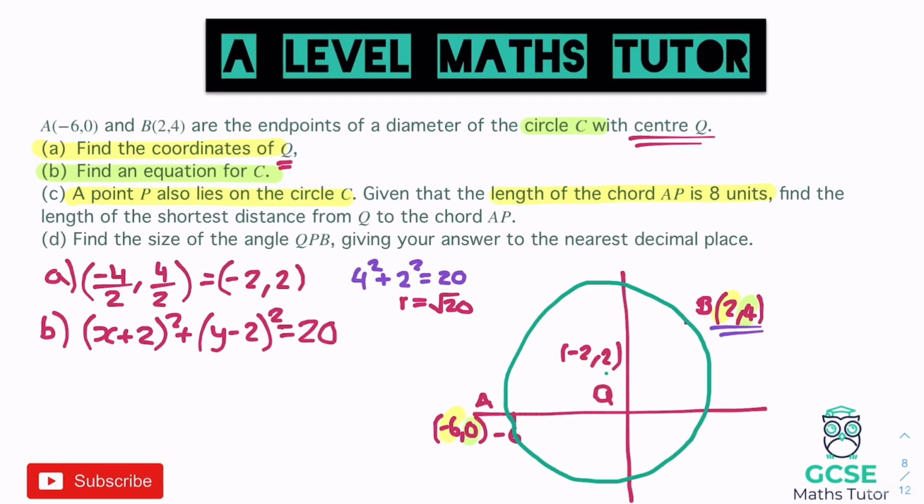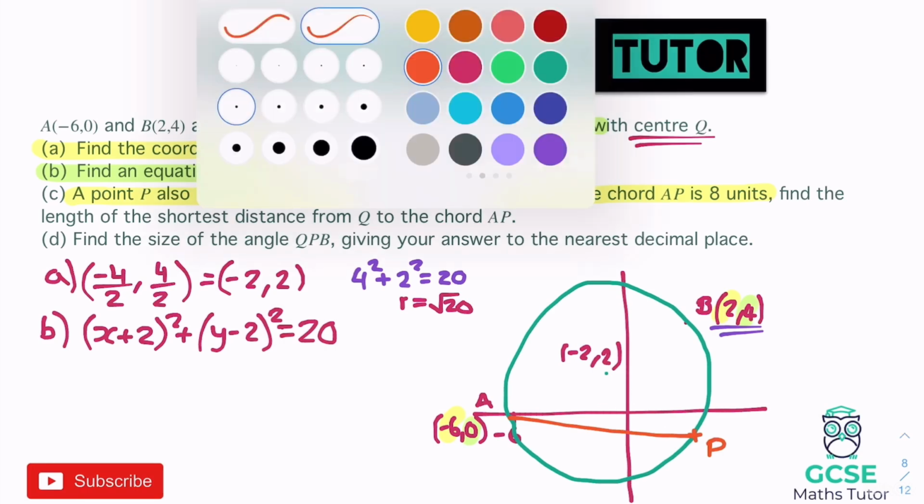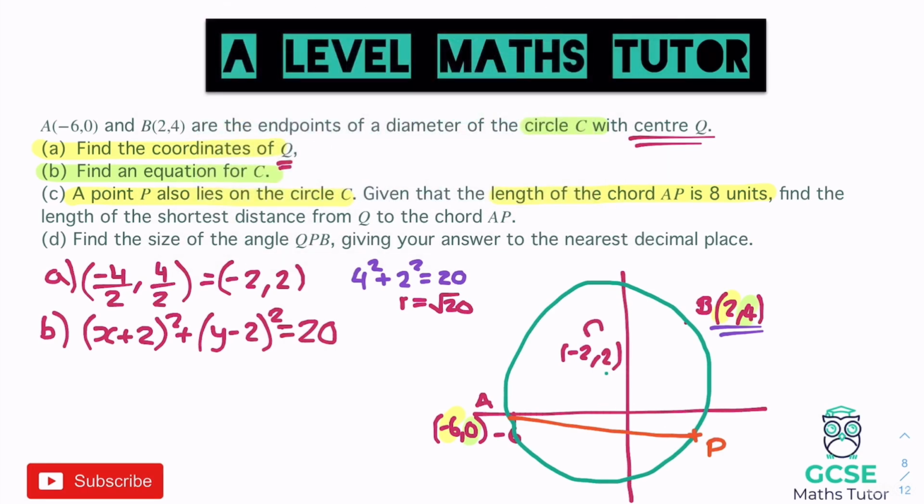So let's just pick a random point, let's imagine it's over here. There we go. Let's call that point P. Now it says that there's a chord AP over there, and that's 8 units long. Now this brings in a little bit of circle theorems as well, and let's just move that Q out of the way so we can see this a little better. Let's just relabel that, there we go, Q.